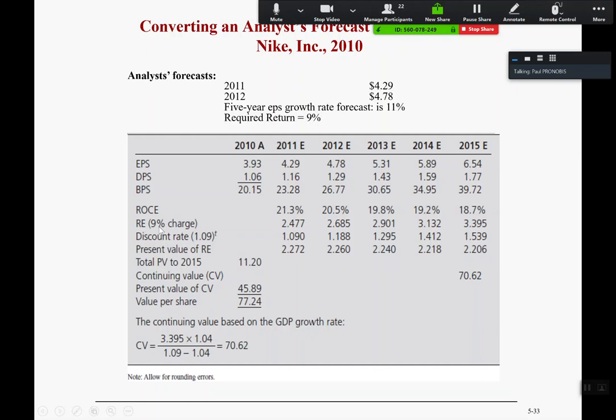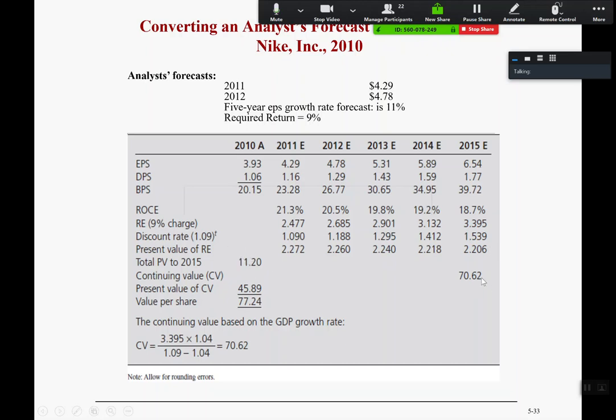Assuming a cost of capital of 9%, we can calculate residual earnings. It would be just 21.3% minus 9% times the beginning book value per share, so here the 20.15, and we get the residual earnings for the particular year. Then using a discount rate, we get the present value of residual earnings. And then we have the total present value up to 2015.